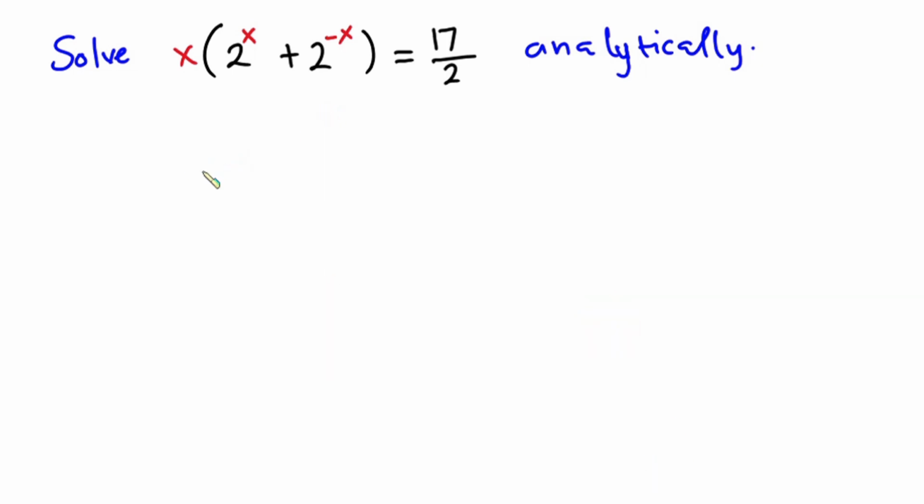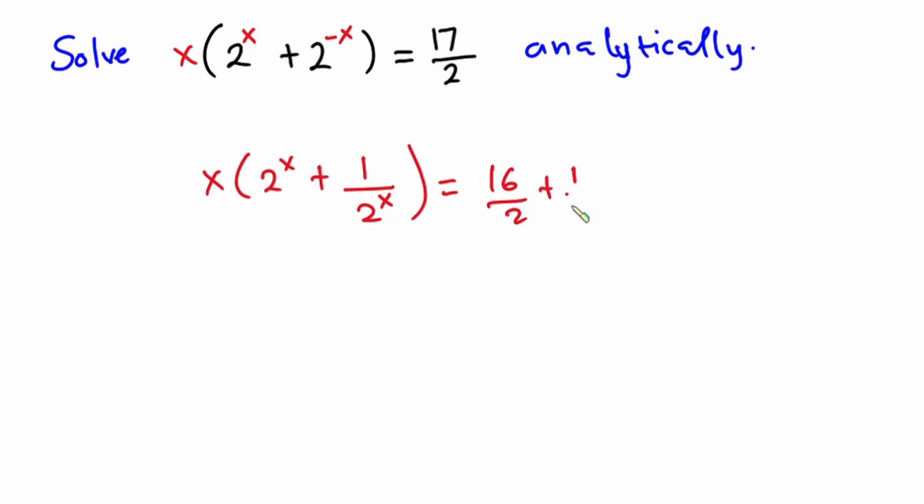Now let's get started. We have x into 2 to the power x plus, now I'm going to write this 2 to the power negative x as 1 over 2 to the power x. And this is equal to, now I'll write this 17 over 2 as 16 over 2 plus 1 over 2, because if you sum this whole thing, you are still getting 17 over 2.